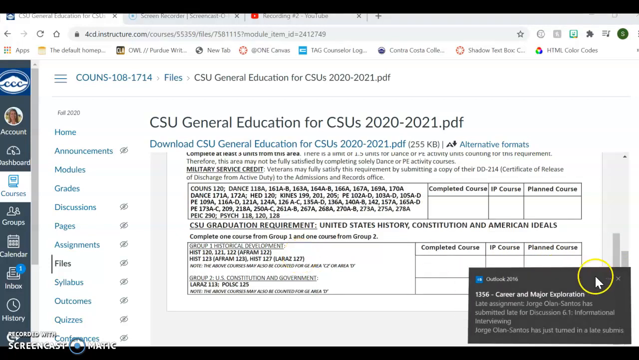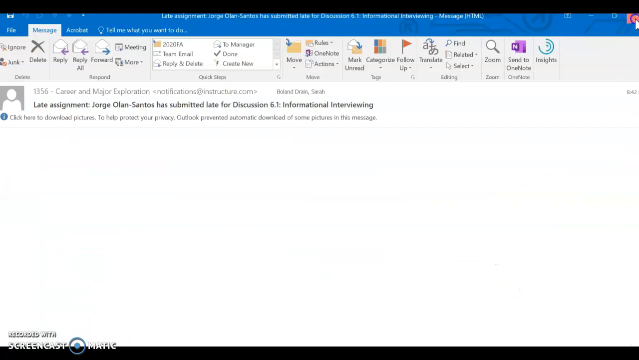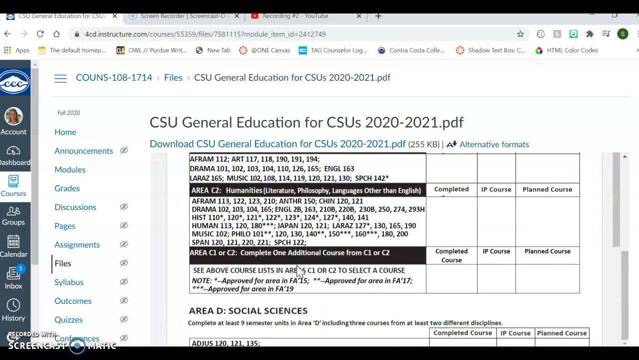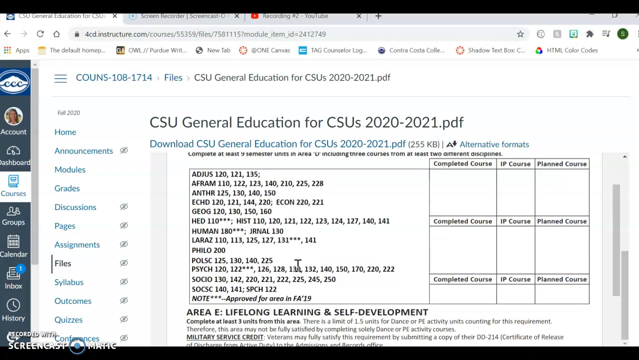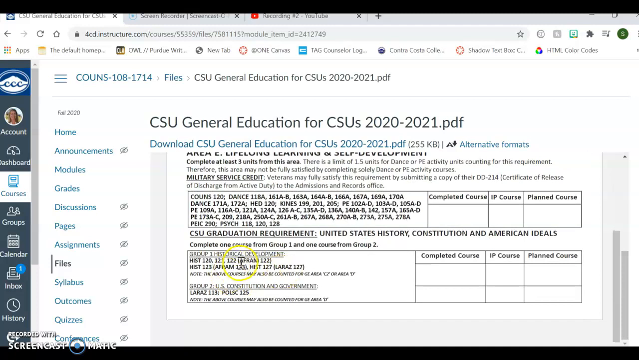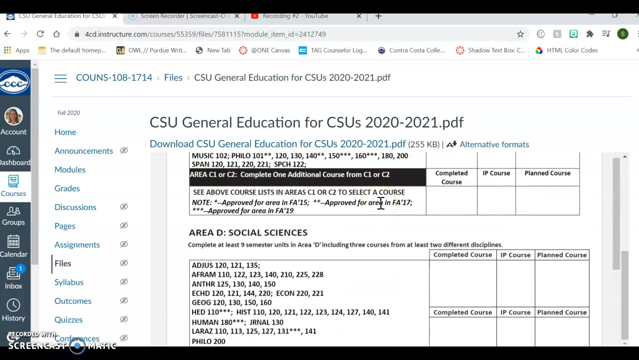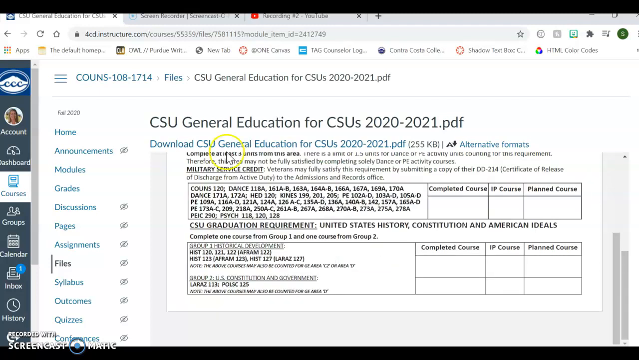The other important thing to point out about this section is this Group 1 Historical Development and U.S. Constitution and Government. These are a CSU graduation requirement. They are not required for transfer. However, if you do take one course from Group 1 and one course from Group 2, we can use them up in either Area C2 or Area D for the general education. So a lot of students take both of these courses here to fulfill Area C and D of the GE for the CSUs.